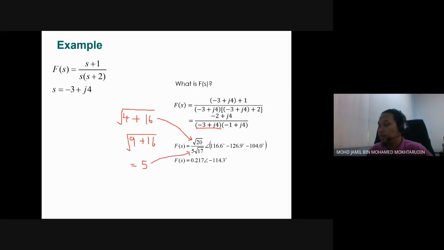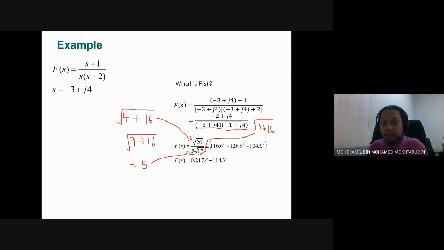And this is here. And then for this one is square root of 1 plus 16. So it's here. Okay, so then you determine the product of the zeros divided by the product of the poles. So square root 20 divided by 5 times square root 17.